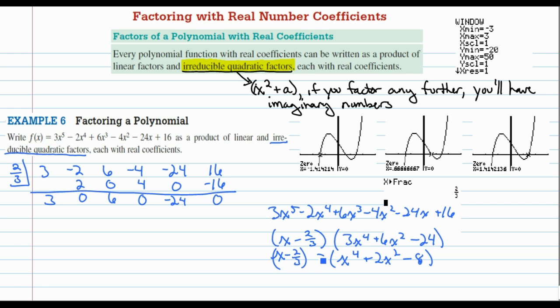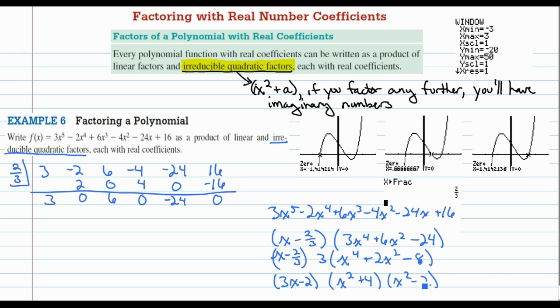Now this 3 will help me with my first term here because I don't want to leave 2/3 as 2/3. I would rather that be 3x minus 2. We can't have fractions in the factors. Now I know that x to the 4th plus 2x squared minus 8 factors. This is like a quadratic function, just now x to the 4th, x squared and nothing. So this can factor into x squared plus 4 times x squared minus 2.